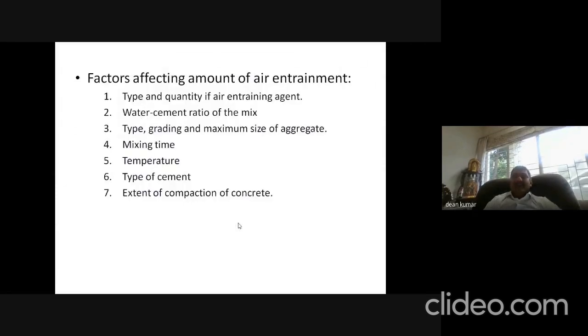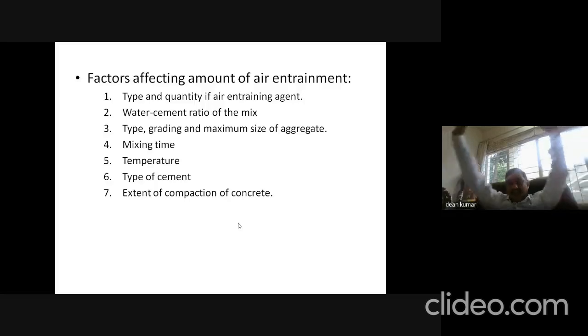Next, factors affecting the amount of air entrainment. What are the factors which affect air entrainment? Type and quantity of air entraining agent. What is the type of air entraining agent? What is the quantity? What is the percentage of air entraining agent you have used? Very important. That is why we should know the dosage of the admixtures which we are using.